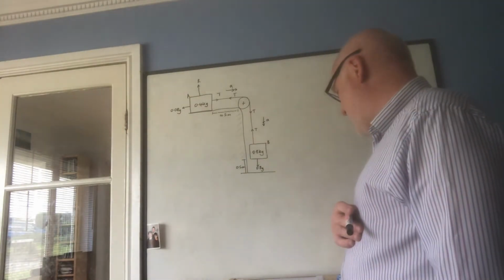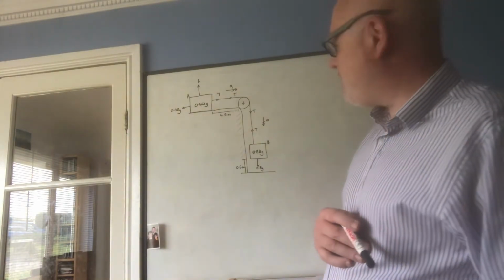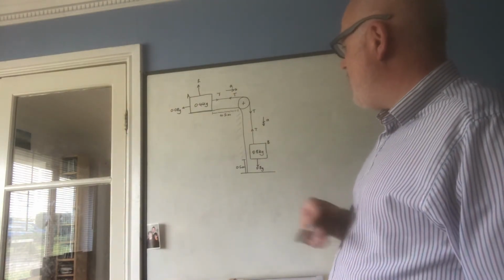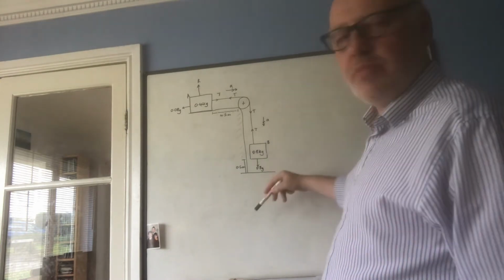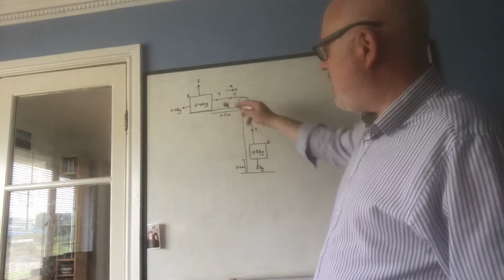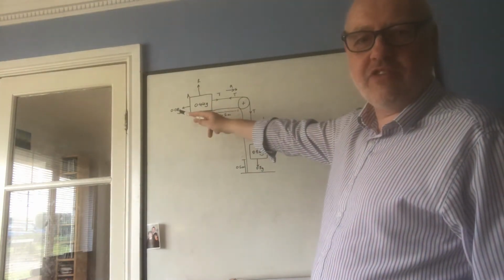The first thing, we're told that the system is released from rest. As we found out yesterday, because this is obviously a greater mass, it's going to get pulled towards the ground. And this force over here is not going to stop it hitting the ground because it's not great enough.